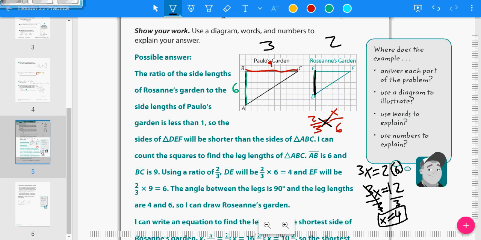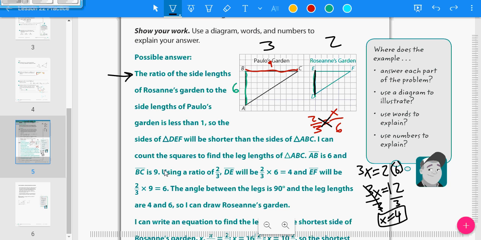Now let's read through how they went about it here. It says the ratio of the side lengths of Roseanne's garden to the side lengths of Paulo's garden is less than 1. So it's 2 over 3. So the sides of triangle DEF, which is Roseanne's garden, should be shorter than the sides of triangle ABC, which is Paulo's garden. I can count the squares to find the lengths of ABC. So AB we said was 6, and BC we said is 9. That I wrote on the graph here and here.